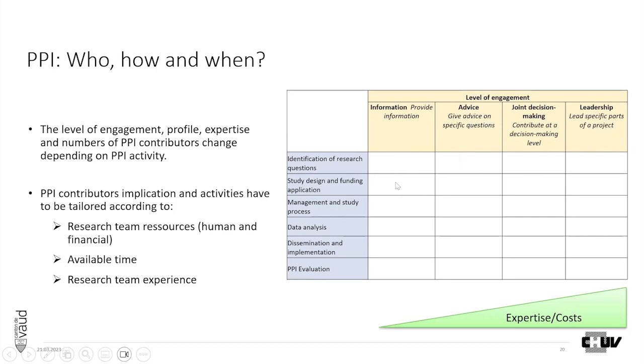So you have to define at the beginning at which step you want to involve your contributors and what level of engagement you want them to have. And those decisions clearly depend on the research team's resources, both human and financial, so your budget and the people you have within your team, your available time. For your IICT call, it will be pretty short for the pre-phase or the first phase of your project. And research team experience: if there are people within your team who already know PPI and how it works, you may have bigger ideas than if the research team's experience with PPI is rather low.